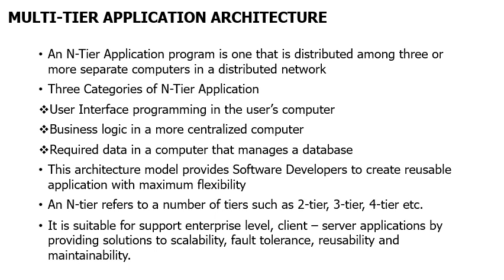So we'll see what is a multi-tier application architecture. To understand it, an entire application program is one that is distributed among three or more separate computers in a distributed network. The three categories of the application are user interface programming in the user's computer, business logic in a more centralized computer, and required data in a computer that manages the database.